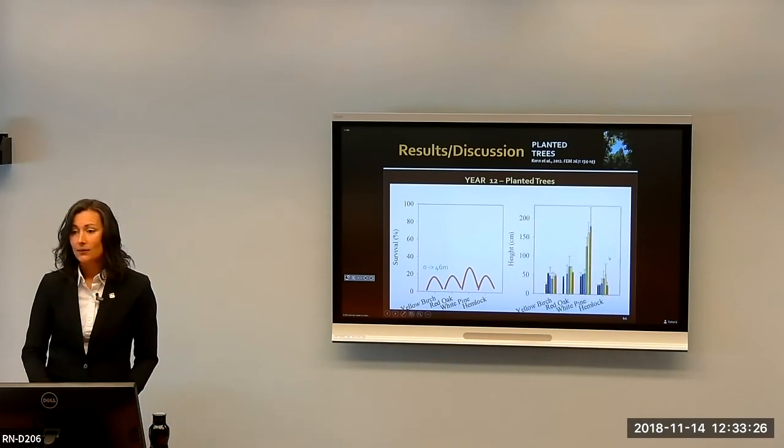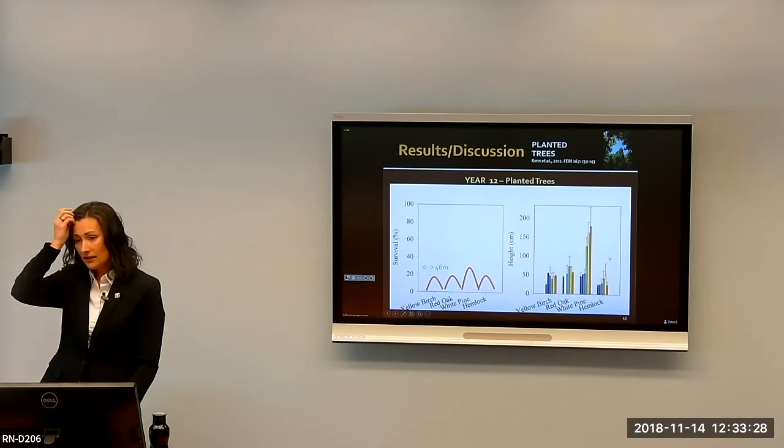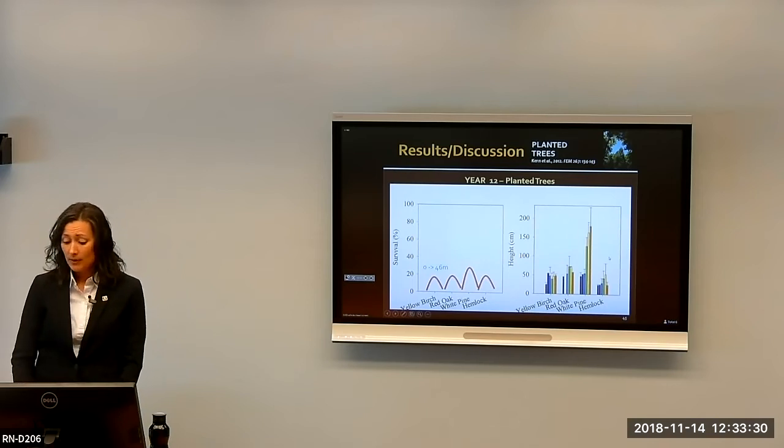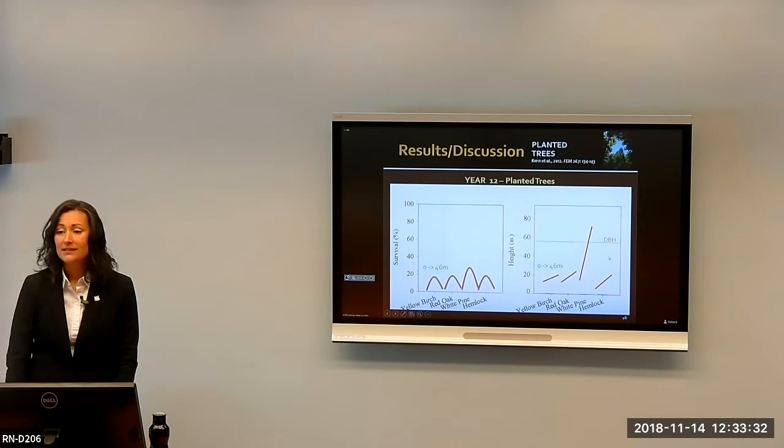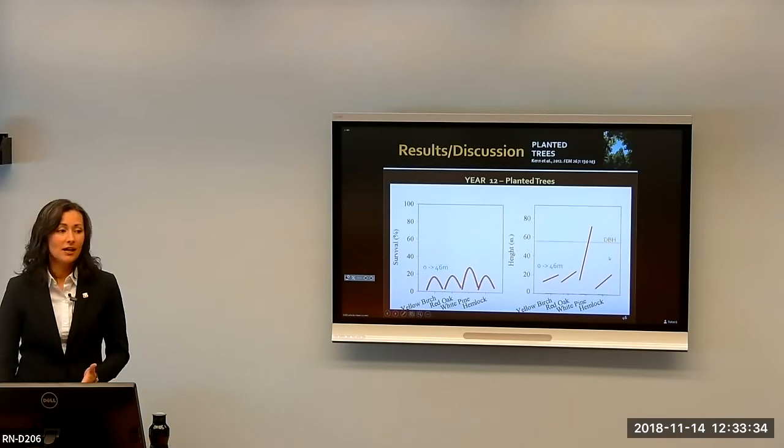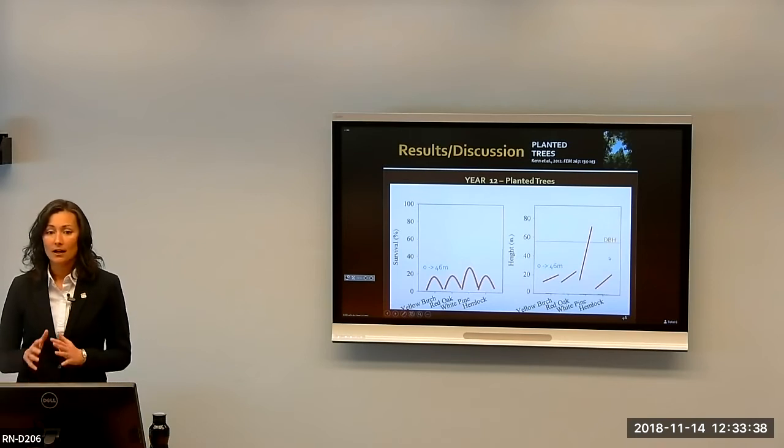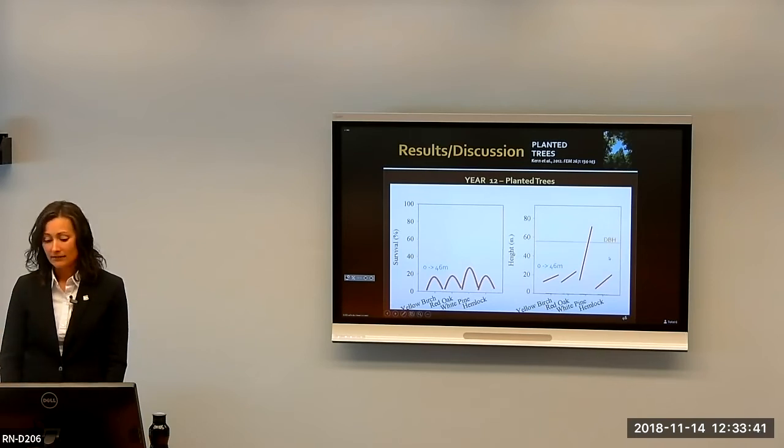Statistically, height was important, was significant for gap size. It was a linear model. Really simply, that just means the larger the gap size, the taller the tree. There's more growth, the more canopy openness that they had.